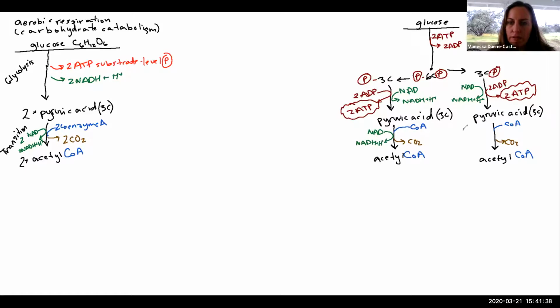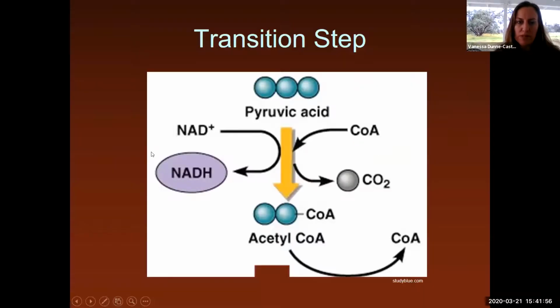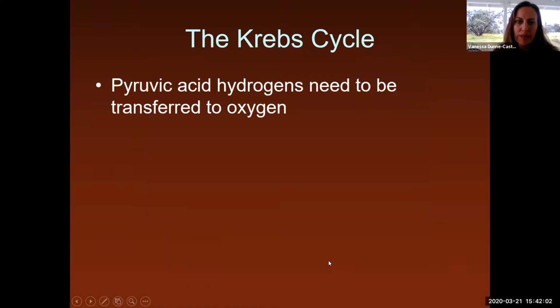And same over here. So here we are, we've just transitioned, and again, we just saw all of this stuff. So let's watch the destination of that acetyl coenzyme A. This compound will enter into the Krebs cycle.